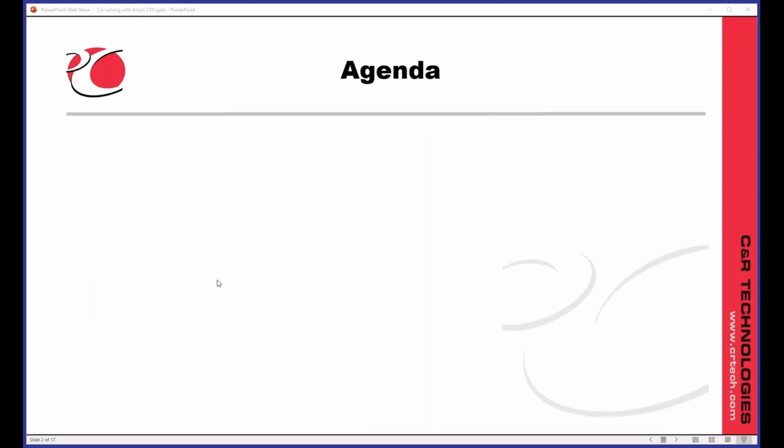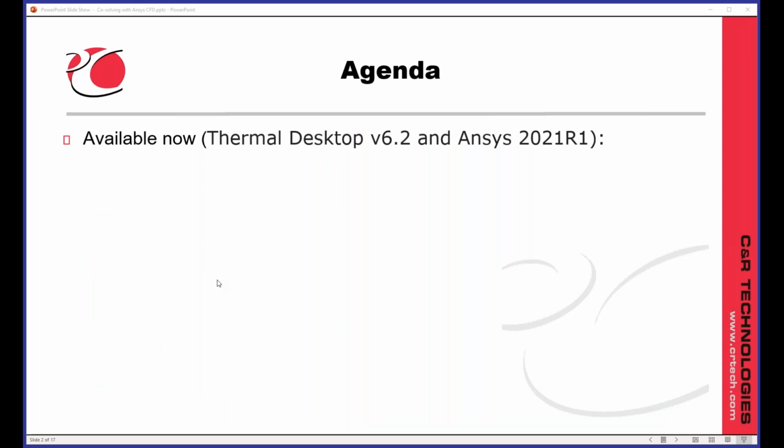The agenda for today is to talk about what we have available now, and by now I mean Thermal Desktop 6.2 and ANSYS 21R1. You need to have at least those two for these features to work. I'll also be talking about future progress, the work that's currently going on that will be released in 6 to 12 months, and then even more later, since, like I say, this is the beginning of new capability rather than just something that's been introduced over and over again.